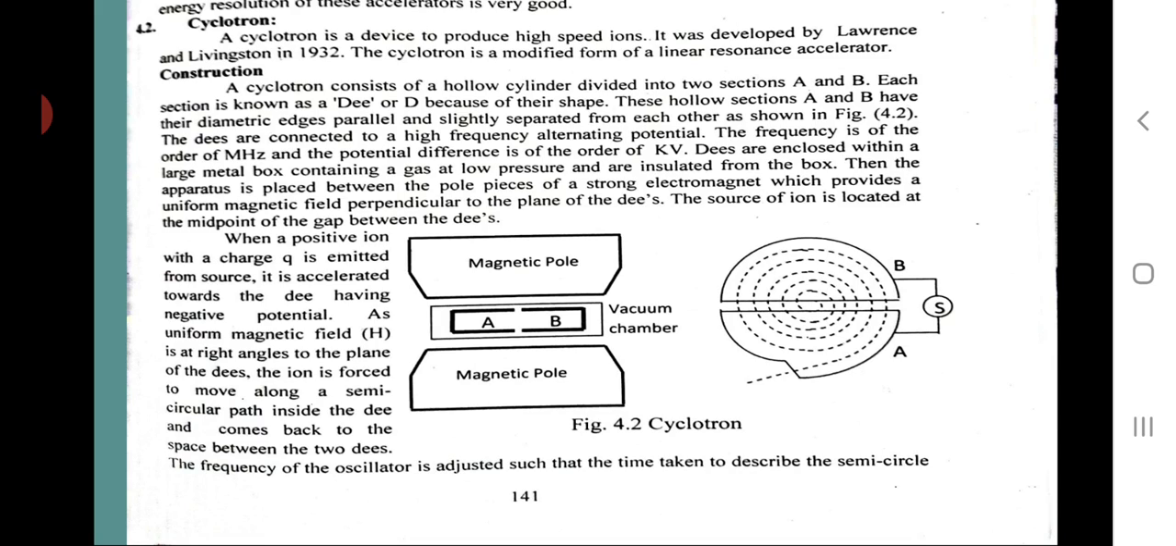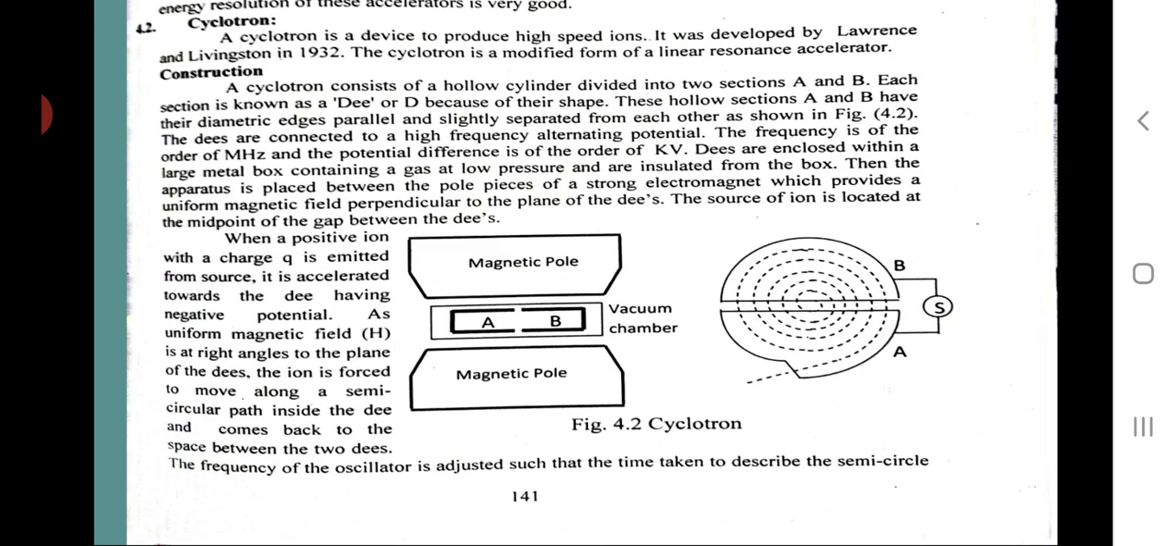These are enclosed within a large metal box containing a gas at low pressure and are insulated from the box. Then the apparatus is placed between the pole pieces of a strong electromagnet which provides a uniform magnetic field perpendicular to the plane of the discs. The source of ions is located at the midpoint of the gap between these two Ds, one is A, another is B, and positive ions are inserted in these Ds.